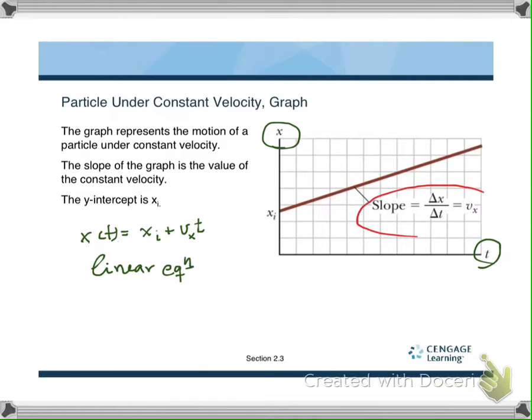Slope of this line is equal to the velocity. Okay.